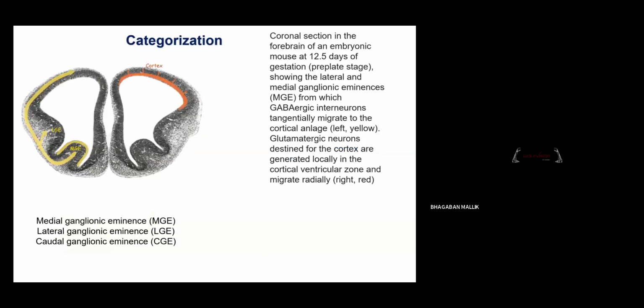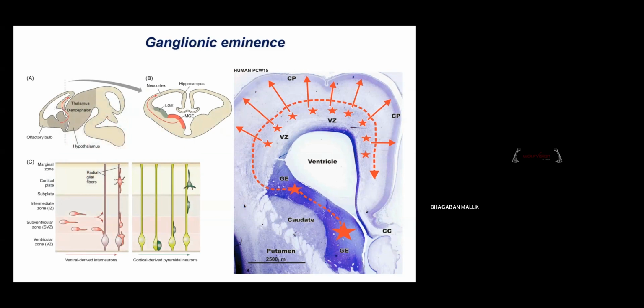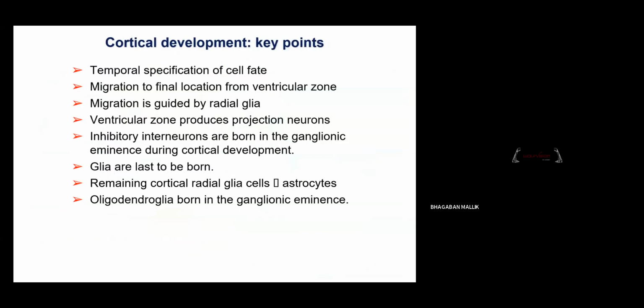Okay. So, yeah, the same thing: I talked about the GABAergic neurons, which first move tangentially, and then also move along with the radial glial cells vertically. So this is all about the ganglionic eminence that I have covered. These are some of the important points. I recommend that you go over the slides and remember those things.